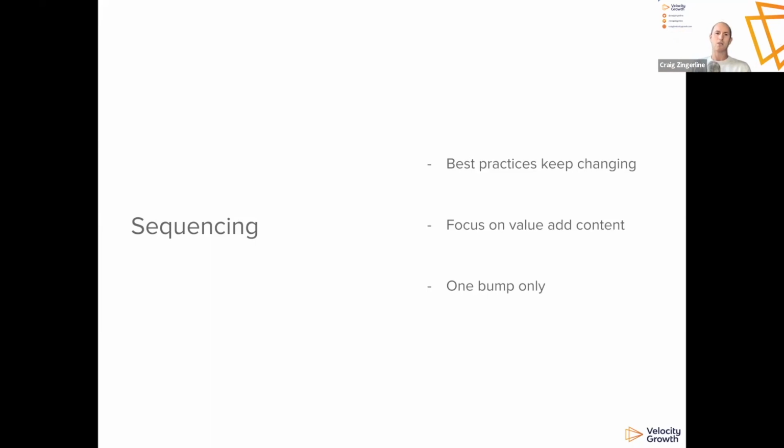Now, the best practices around cold email sequencing keep changing, right? Privacy laws change. The way you do this for Europe is different than what you can do in the US. There's CAN-SPAM laws. There's all sorts of stuff that you need to look out for. But that general playbook is some consistency over some amount of time.